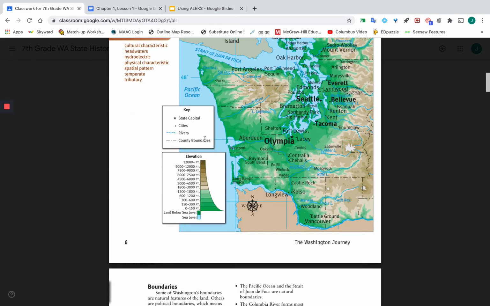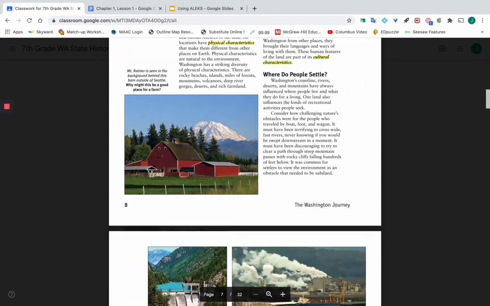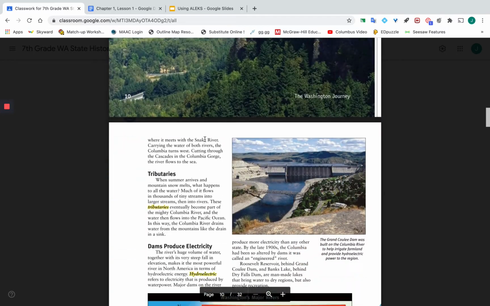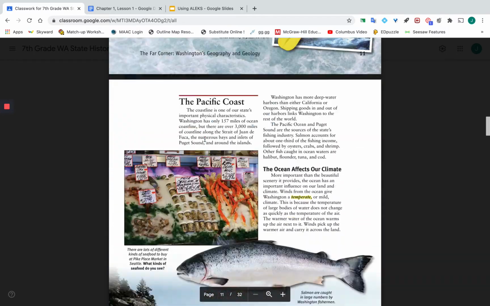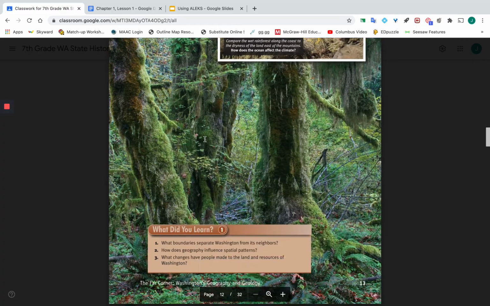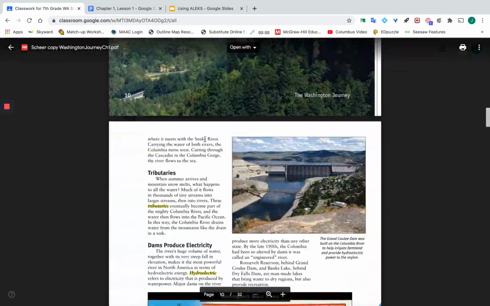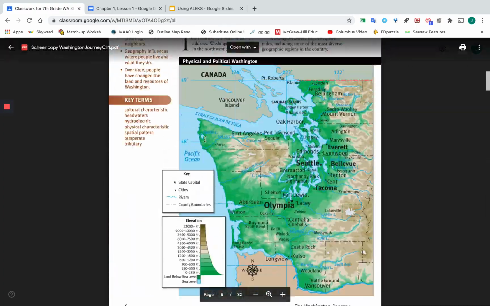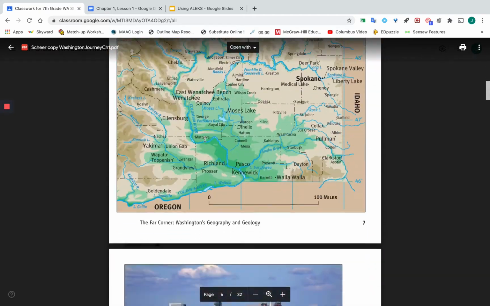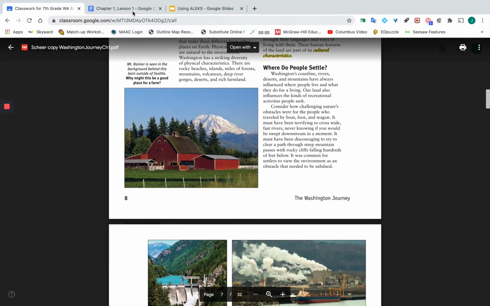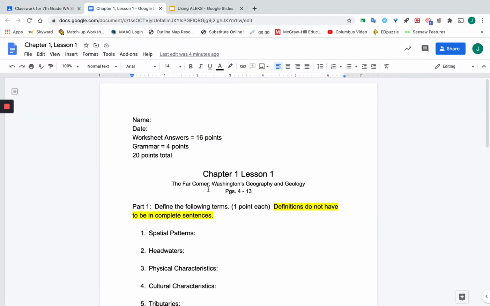And it goes from pages 6 to 12. So you got 6 pages, actually I'm sorry, 13. Pages 6 to 12 or 13, you got 6 or 7 pages to read. So you read through those pages and then you've got to answer the questions on the attached worksheet. So again, Chapter 1, Lesson 1, on here I called it pages 4 through 13. It's an intro chapter on the geography and geology of Washington. And then you've got to answer the questions on the worksheet.